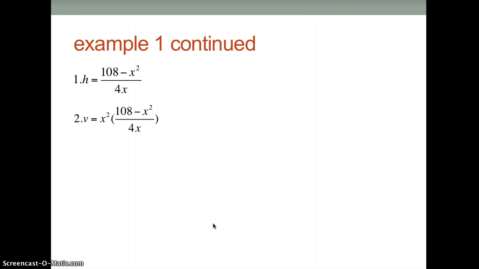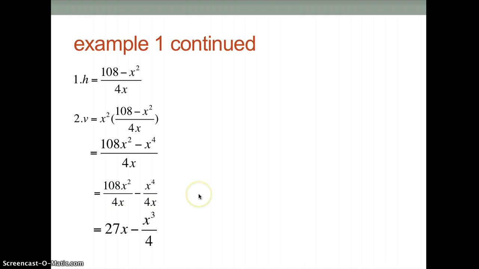When I substitute it in for h, my volume was x squared times h. Now it's x squared times this quantity. So you're just taking this h and replacing it into here. When I distribute my x squared, this is what I get, 108x squared minus x to the 4th over 4x. So all I did was distribute. Now I'm working towards simplifying this equation. I split them up into 2 different fractions, and it leaves me with 27x minus x cubed over 4.